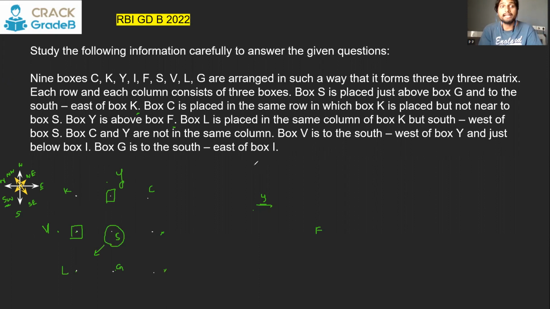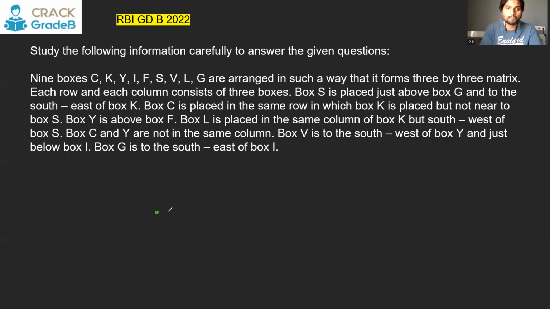V is southwest of Y and just below I. But this is not below I. That means the entire case that we consider, starting from S and G in these two boxes, is wrong. We have to consider this and this for S and G. Only one last option we are left with.